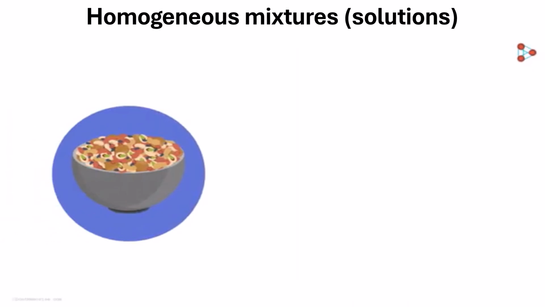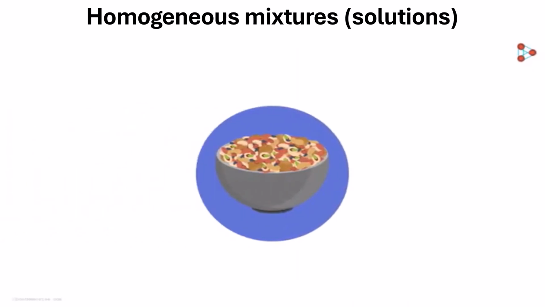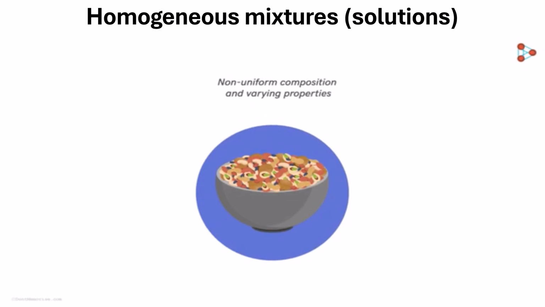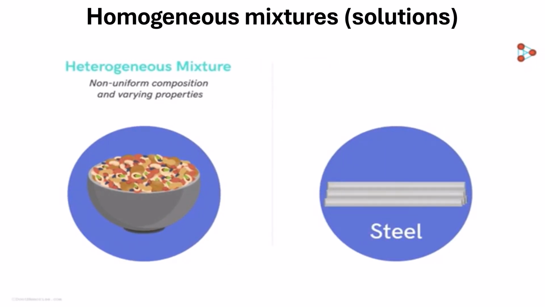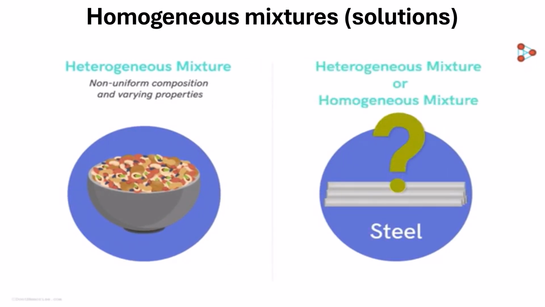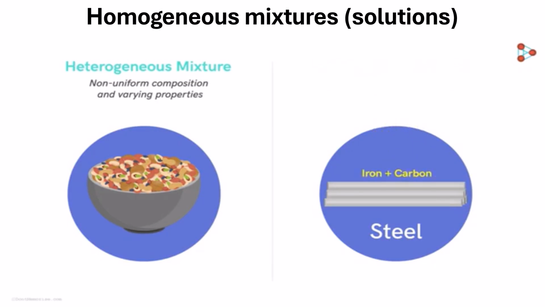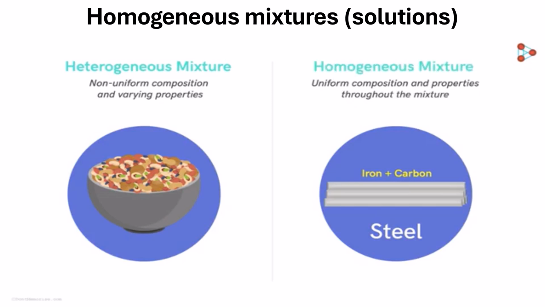For example, in a bowl full of mixed nuts, it's possible to identify the different nuts in the bowl, and the composition of the mixture is not uniform. So, it's a heterogeneous mixture. Can you tell me if a block of steel is a heterogeneous or a homogeneous mixture? Steel is a mixture of mainly iron and carbon along with some other elements. But these different components are not visible to our naked eyes, and its composition looks uniform throughout the mixture. So, it's a homogeneous mixture.